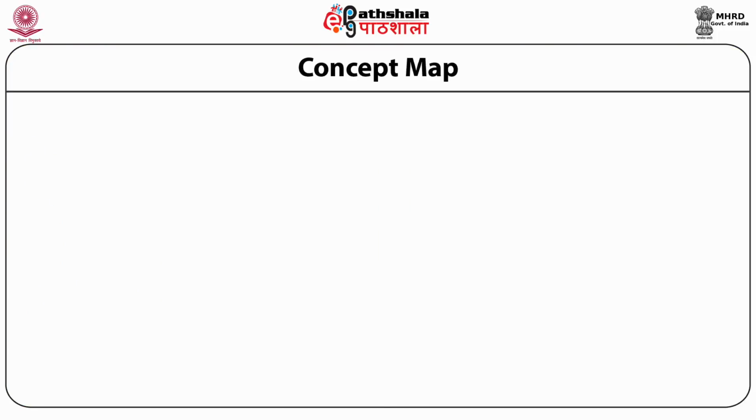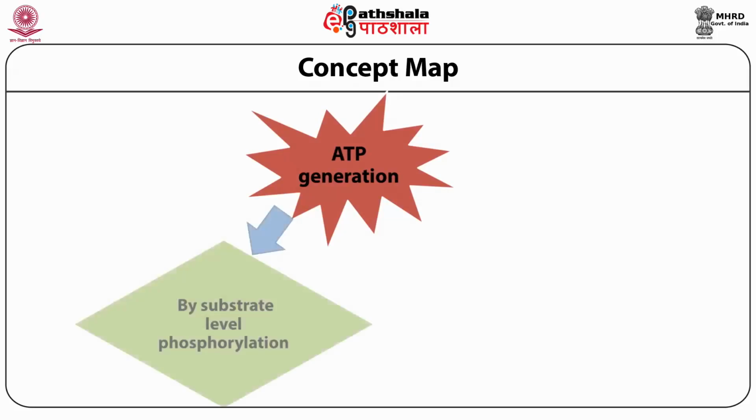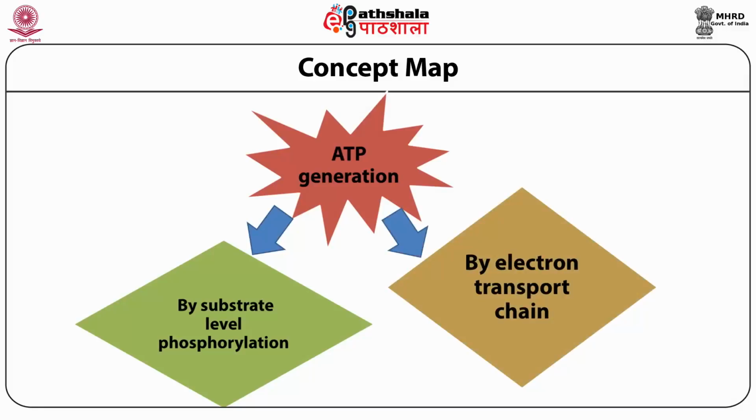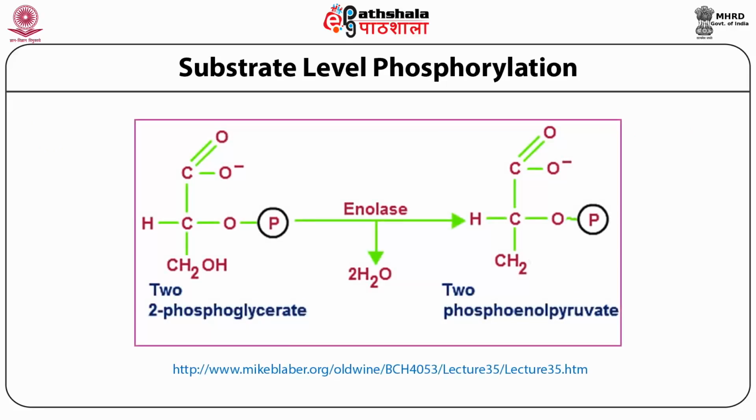The following figure shows the concept map of ATP generation. We know that ATP can be generated in 2 ways: by substrate level phosphorylation and by ATP generation by the electron transport chain. In metabolism, ATP is generated by 2 fundamentally different biochemical mechanisms as mentioned: substrate level phosphorylation and ATP generation by electron transport.